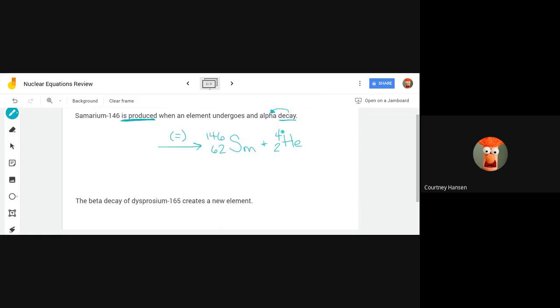146 plus 4 is 150. Okay, 150. And then 62 plus 2 is 64. Element number 64 on the periodic table is gadolinium. All right, we have completed our nuclear equation.